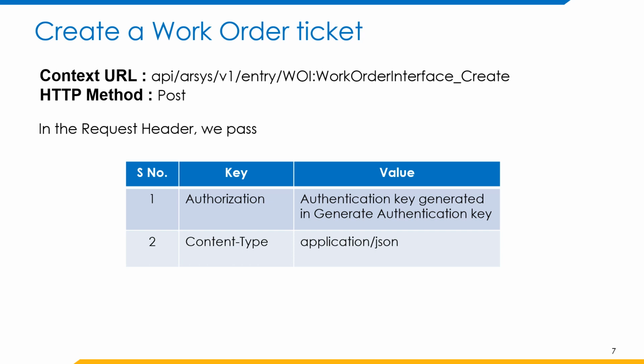Create a work order ticket API. Here we are using this API to create onboarding and offboarding tickets. The HTTP method we will be using here is POST. As part of the request header, we will be passing an attribute like authorization, which specifies the authorization key generated in the generate authentication key API.